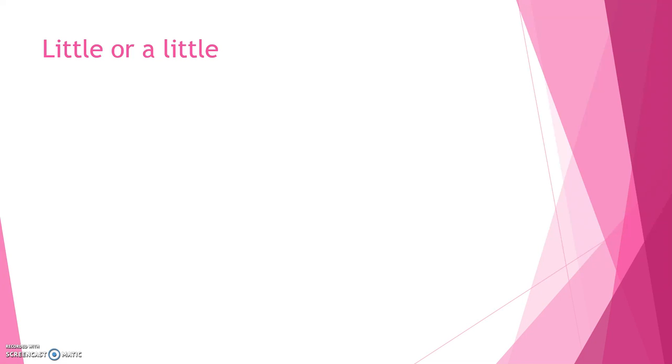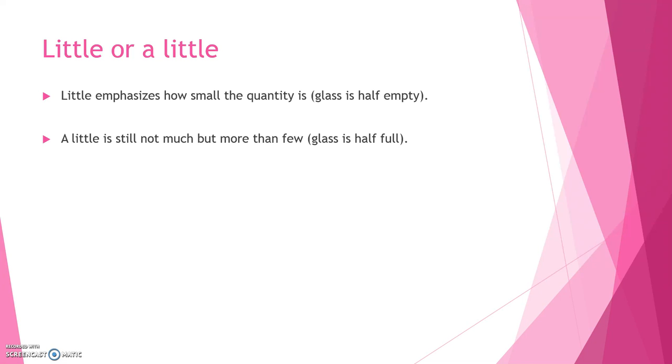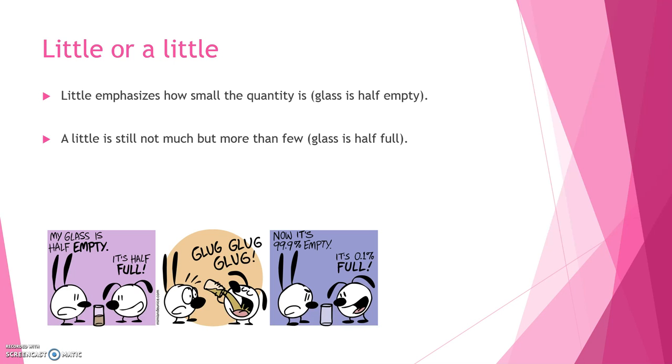Then we have little and a little. The explanation for these is the same as for few and a few. Little emphasizes how small the quantity is, almost nothing, and a little emphasizes a small quantity as well. However, the meaning is more than little. To try and clear it up, here I've got an example for you.